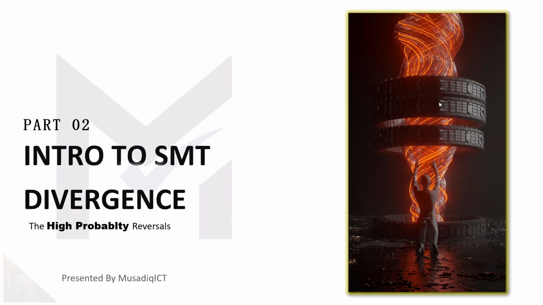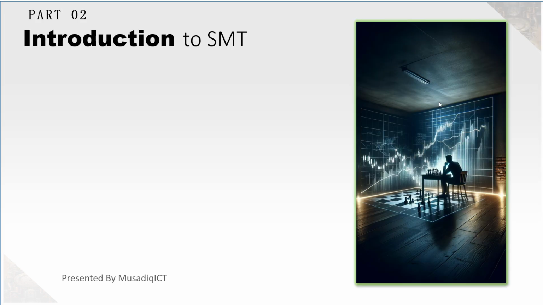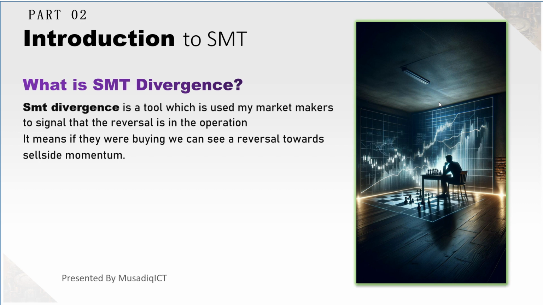So part 2, introduction to SMT divergence, the high probability reversals. This is the topic we use for high probability reversals. Now what is SMT divergence? Basically, SMT divergence is a tool used by market makers to signal that a reversal is in operation. It means if they were buying, now we can watch for reversals towards sell side momentum, and if they are selling, then we'll be looking for reversals towards buy side momentum, right?